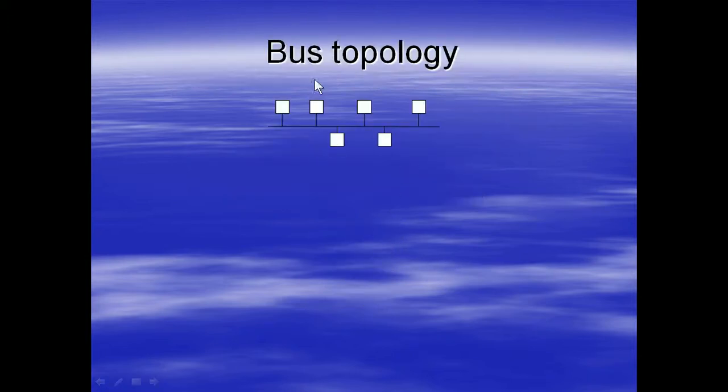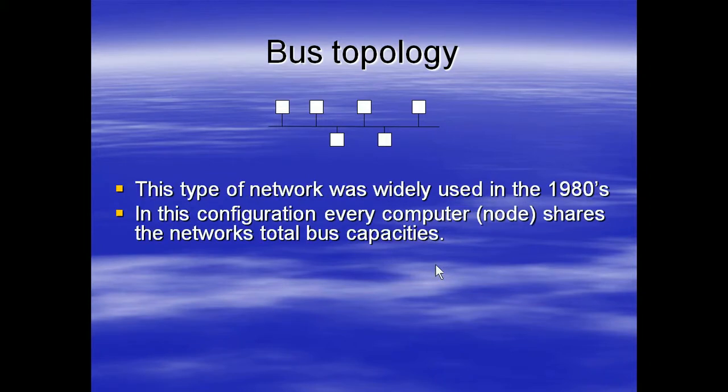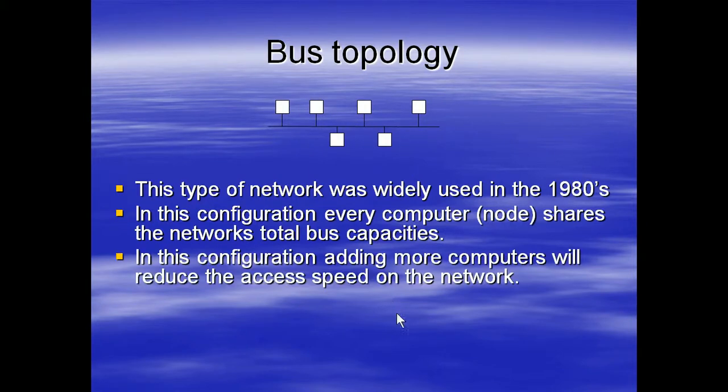So let us start with bus topology. Here is the bus, the systems are connected, and this type of network was widely used in the 1980s. There is a single channel, or the network is shared by each connected system. If you add more computers or systems, the speed will be lessened, and if you remove one or two systems, then you'll get a better throughput.